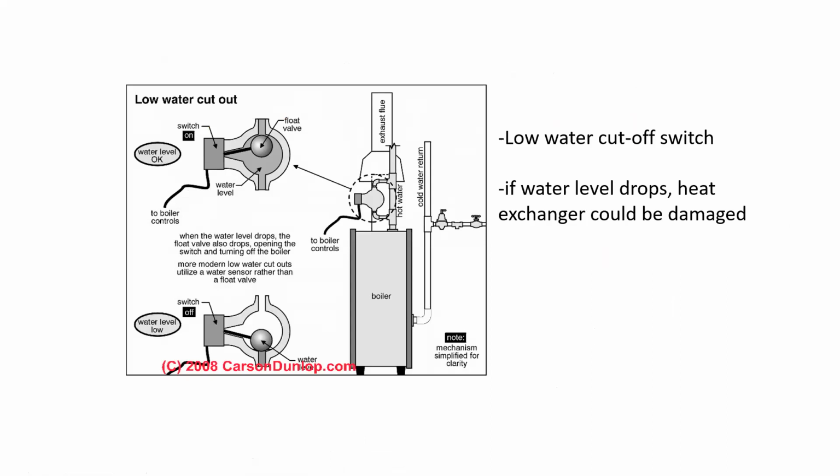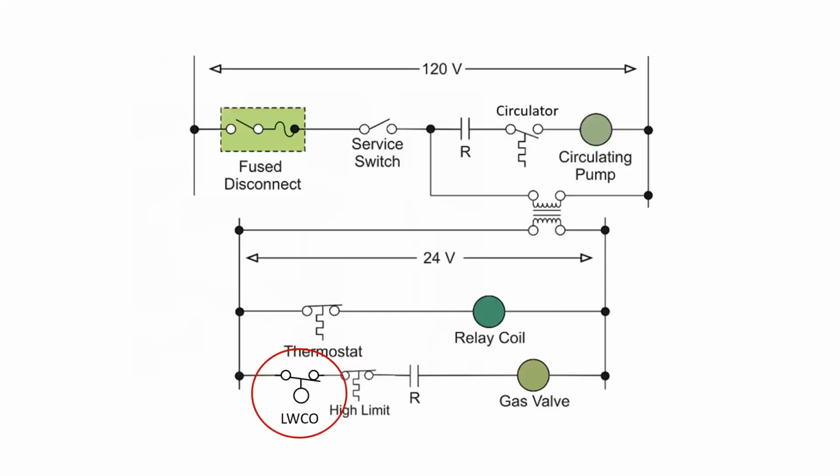Inside a furnace, or inside a boiler rather, the presence of water is very important. If there's no water inside the boiler, the heat exchanger could be damaged. And so to prevent this from happening, often there is a low water cutoff switch, which again should shut off the boiler if the water level drops below a predetermined level. Here's where the low water cutoff would typically be connected.